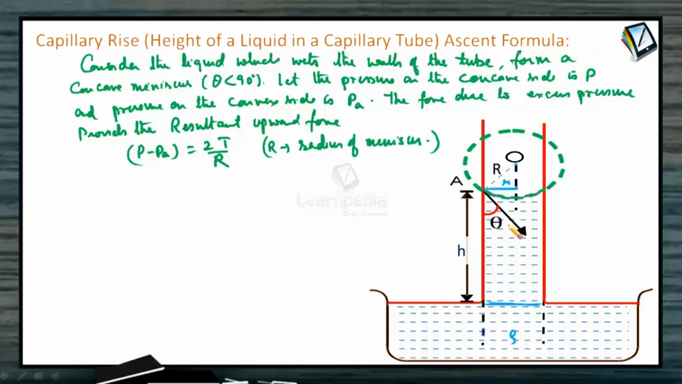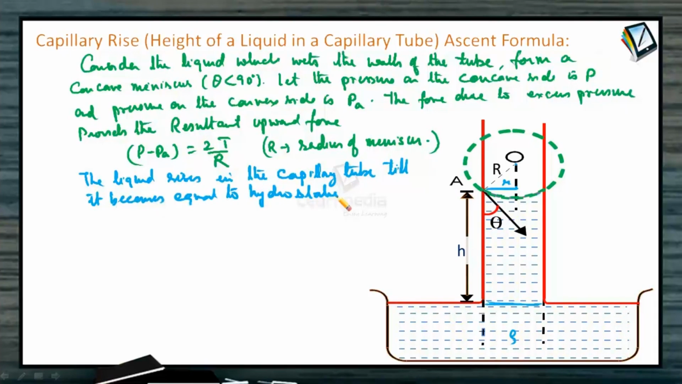Now the liquid rises in the capillary tube till the net upward force becomes equal to the hydrostatic pressure. Hydrostatic pressure is what? H rho G. Thus, in equilibrium, 2T by R is equal to H rho G. Here theta is the angle of contact, and small r is the radius of the tube.